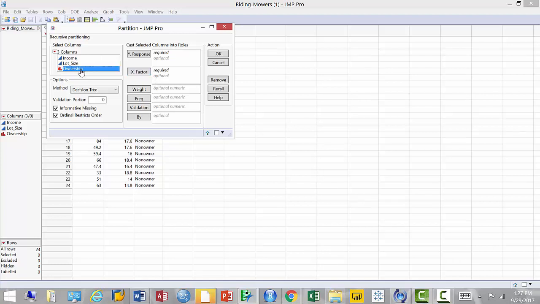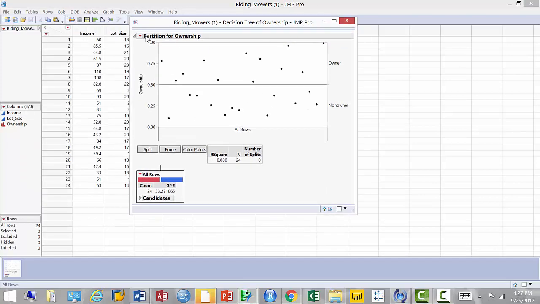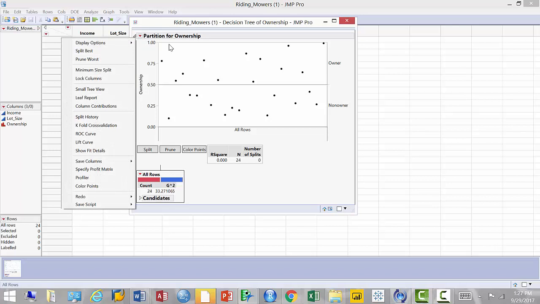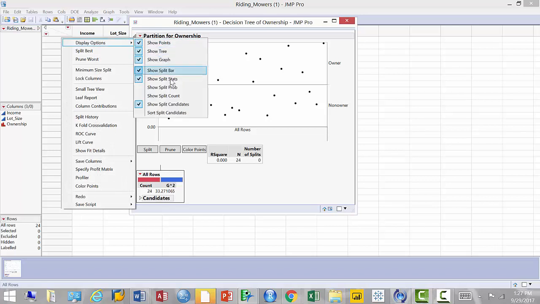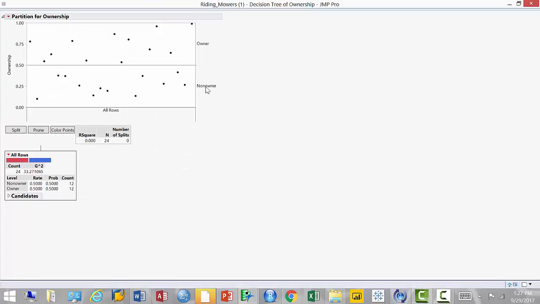Okay, so ownership is my Y variable, that's my target. Income and lot size are my axes. These are my predictors, right? So same set of steps technically that I'm doing. I'm clicking OK, and then it says, yep, here is your starting point. So let's actually show the same thing, right? Go to the red triangle, say display options, show the split count and probabilities. Okay, let me supersize it.